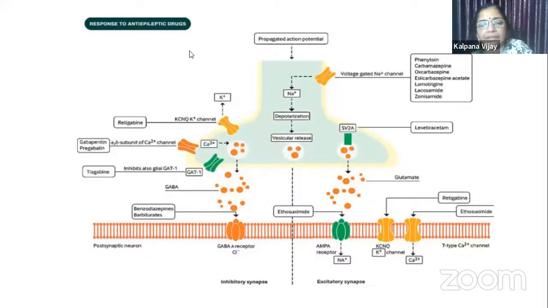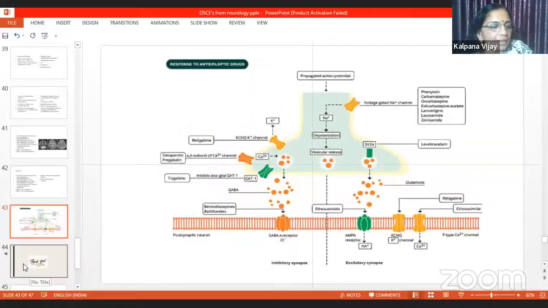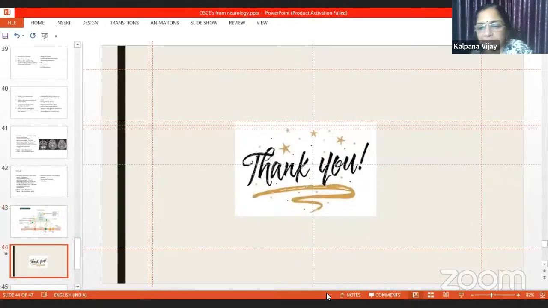So these are the channels and the drugs acting on them. This has been asked many times in OSCE. So you have to learn this, and you should at least see it the day before the examination. Okay, that's all. Thank you all for listening. Any doubts, you can ask. There are so many other questions also; I have put only this much.